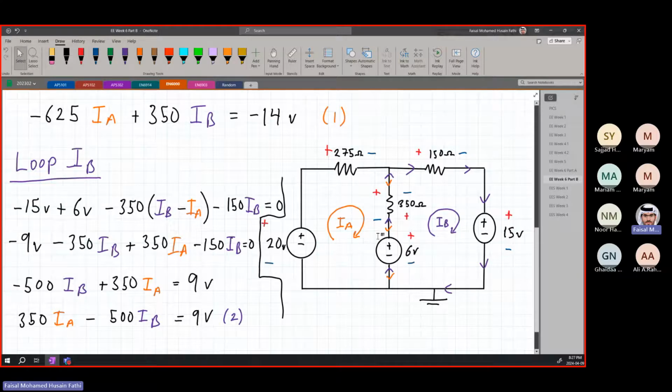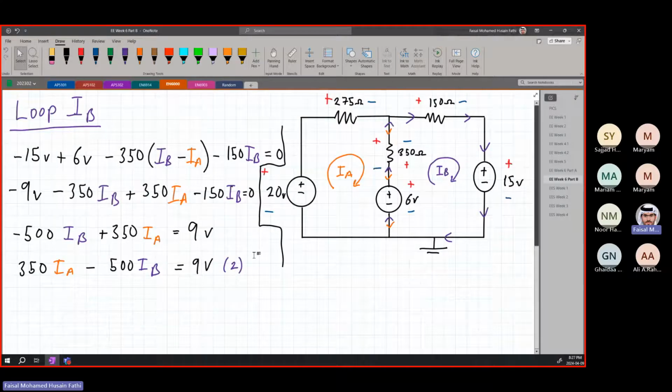The easier way to always identify this is if you're looking at loop B in this case, we know this is plus and this is minus. So we know that this is going to be a drop. If this is also causing a drop, it is going to be negative. In this case, this is causing a gain because it's going from minus to plus, so it's going to be positive. This is how you will be able to identify it.